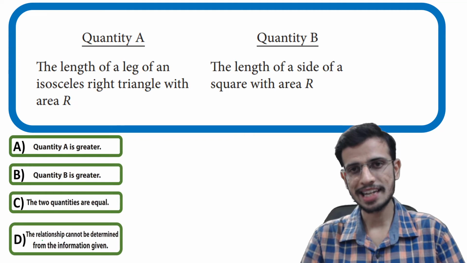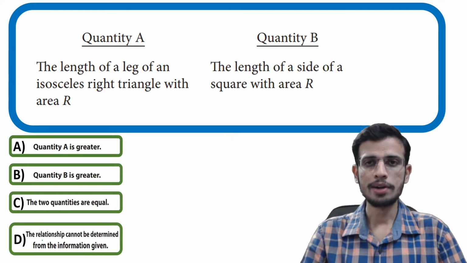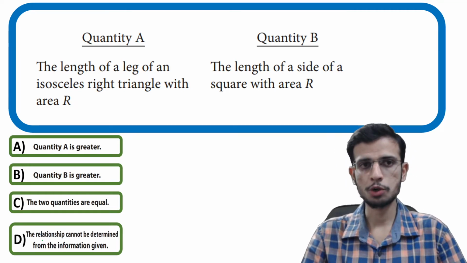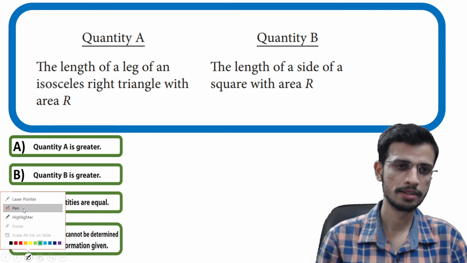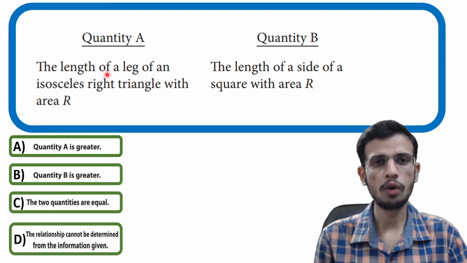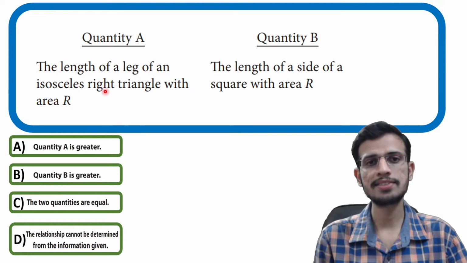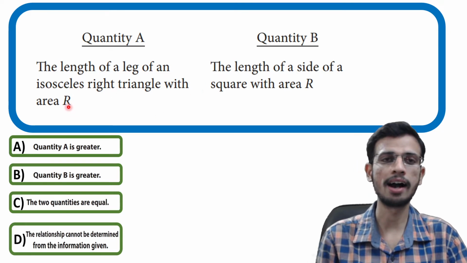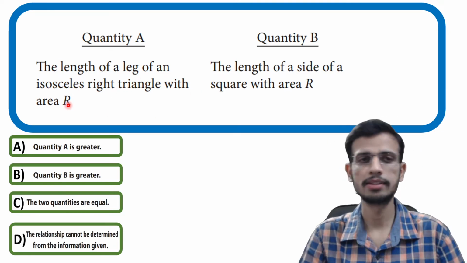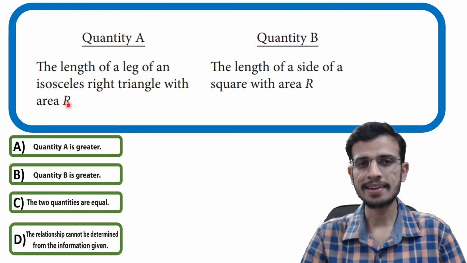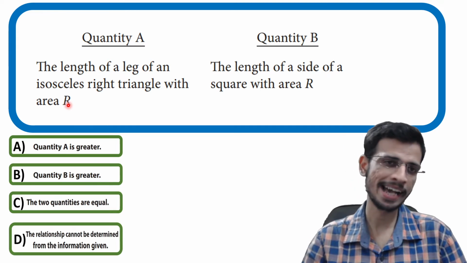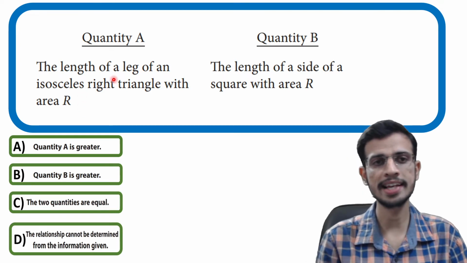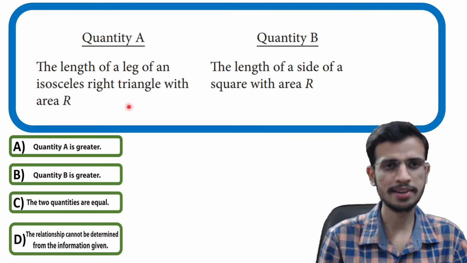So let us move on to the next question. Quantity A and quantity B are given to us. Quantity A: the length of a leg of an isosceles right angle triangle with area R. There is an isosceles right angle triangle whose area is R, right? R is area of this isosceles right angle triangle.